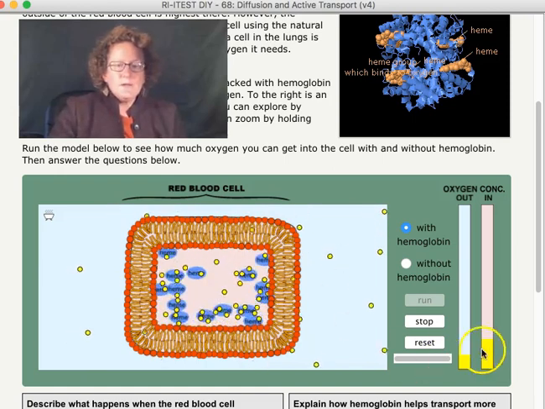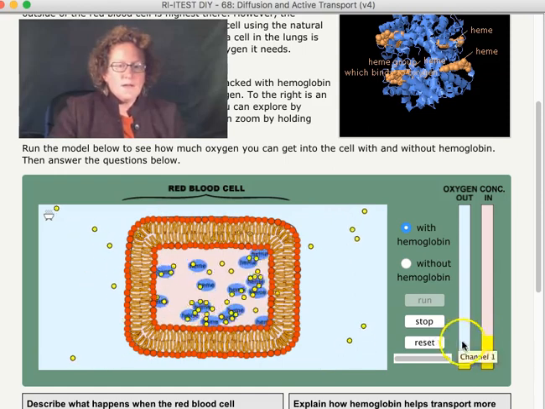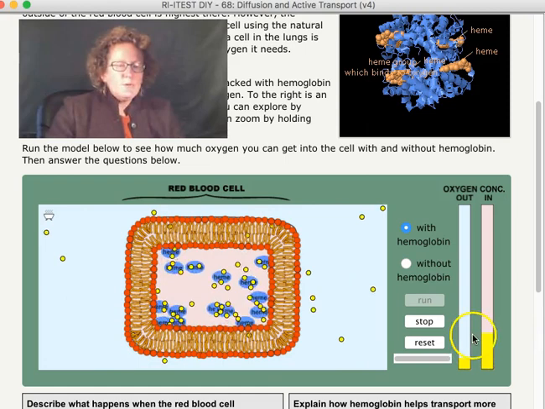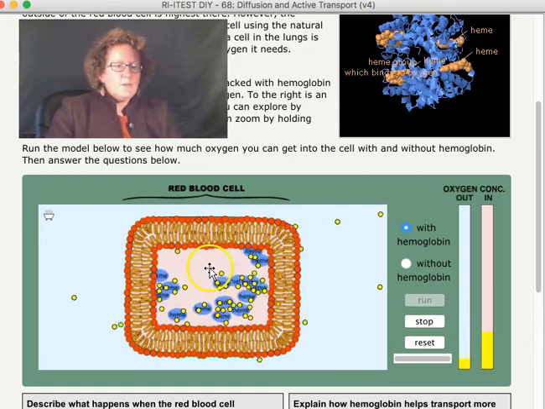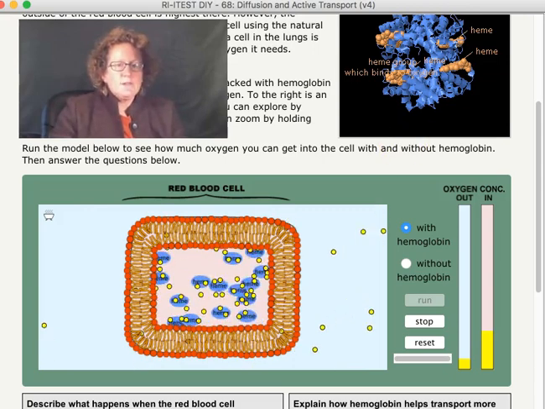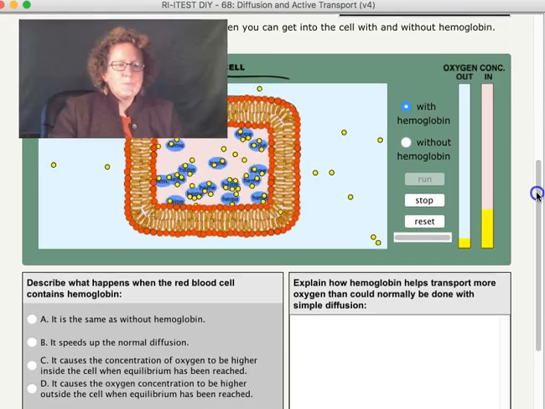So you can see that the concentration on the inside of the cell is a lot greater than the concentration on the outside of the cell. So it gets a boost. It's more than just equilibrium with hemoglobin. Hemoglobin helps it boost the concentration of oxygen in the cell higher than it would be just with equilibrium.